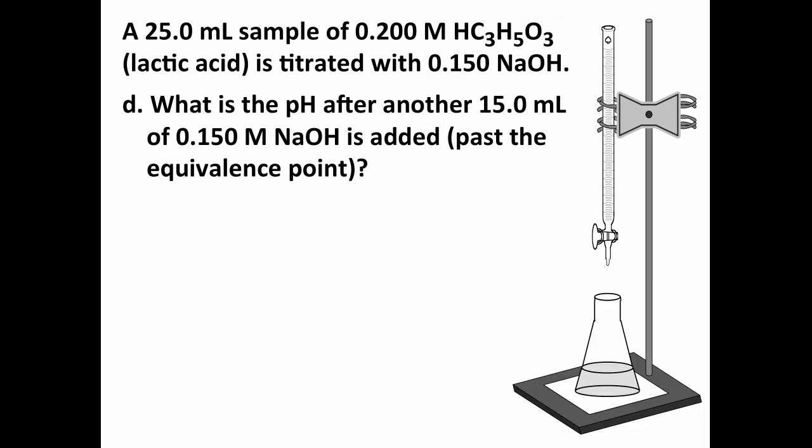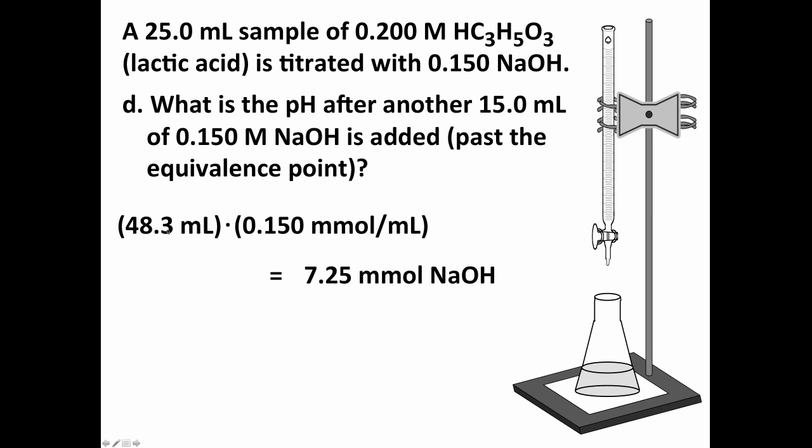Now, the last part of this problem is continuing past the equivalence point. So 15 milliliters of the NaOH beyond the equivalence point. So that means we have 33.3 milliliters to reach the equivalence point, plus 15 more gives us 48.3 milliliters total, times the concentration of the sodium hydroxide solution gives us 7.25 millimoles of sodium hydroxide that has been added.